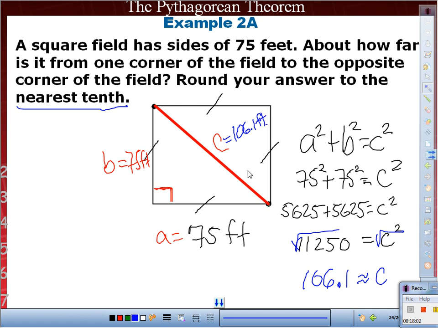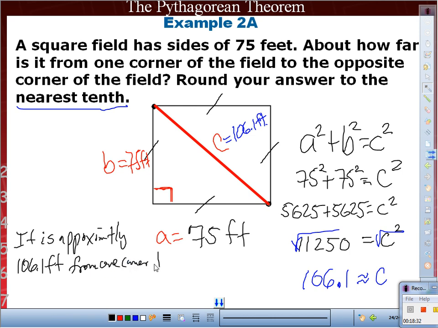Are we done? No, this is a word problem. So tell you what's the last thing we need to write. A statement. So we're going to write, it says, about how far is it from one corner of the field to the opposite corner of the field? So we're going to write, it is approximately 106.1 feet from one corner to the opposite corner of the field. 10Q.